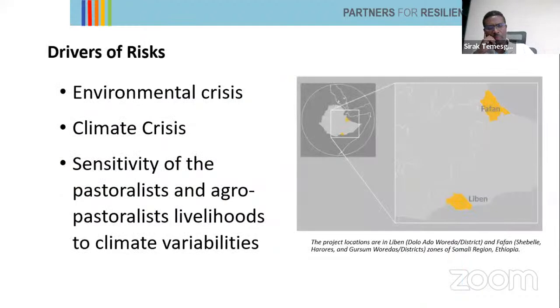Yes, these are the key risk drivers we have analyzed with the community that have been really affecting the pastoral and agropastoral communities in the Somali region. One is environmental crisis.